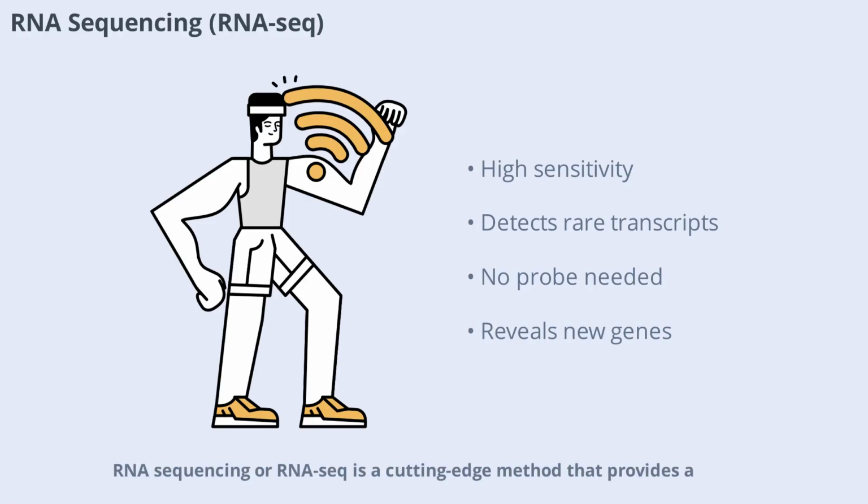RNA sequencing, or RNA-seq, is a cutting-edge method that provides a detailed and accurate picture of gene expression. Unlike microarrays, RNA-seq doesn't rely on pre-designed probes. Instead, it sequences all the RNA in a sample, allowing for the discovery of new genes and rare transcripts. RNA-seq has revolutionized the field by offering greater sensitivity and the ability to detect subtle changes in gene expression.